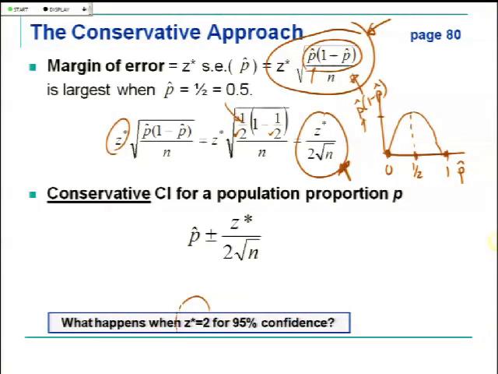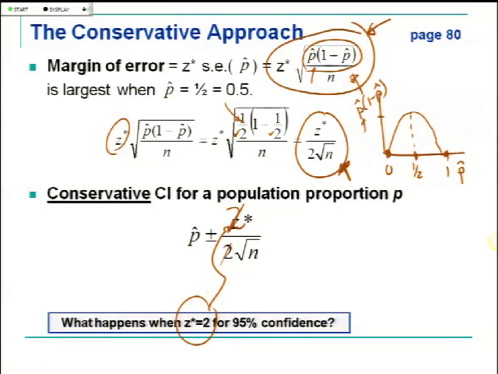And what does happen when you put in 2 for z star? The 2 cancels with the 2 on the bottom, and you get back to that 1 over square root of n. So the 1 over square root of n that you learned from chapters 3 and 4 is really the 95% conservative margin of error. And we know that z star is not exactly 2 anymore. It's really what for 95%? Do you remember that from last time?